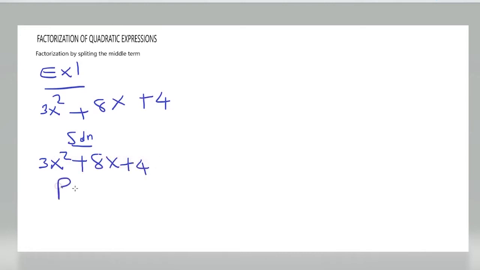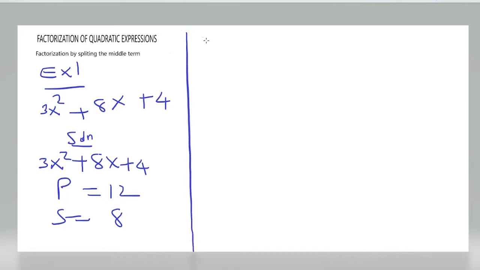Now find the product. First of all, the product will equal 3 times 4, the coefficient of x squared times the constant term. Now 3 times 4 is 12. And the sum is the middle term, which is 8. Now, find the numbers. Two numbers, when they are multiplied, you get a product of 12, and when they are added, you get 8. Then what are the numbers?